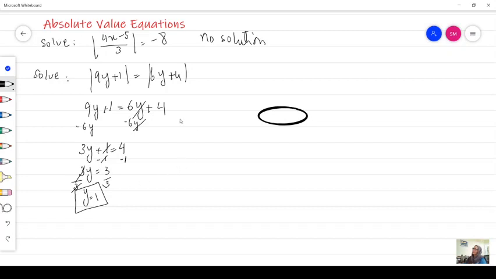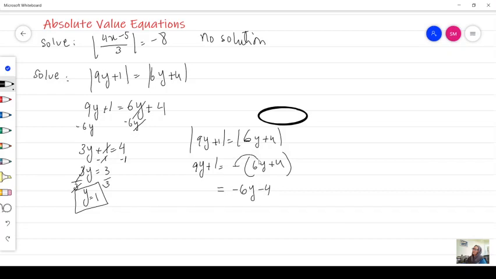Okay, let's try the negative one. I have the absolute of 9y plus 1 equal negative, not negative right now, sorry, 6y plus 4. I'm just writing the question first. Now I'm going to take it out from the absolute, and I have negative (6y plus 4). Okay, solve this. I will remove the parentheses first and distribute that negative. So it's going to give me negative 6y and minus 4, the distributive property like that.